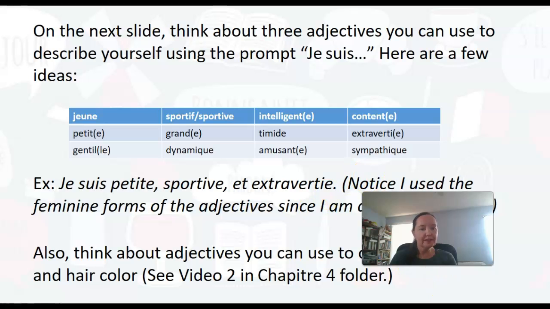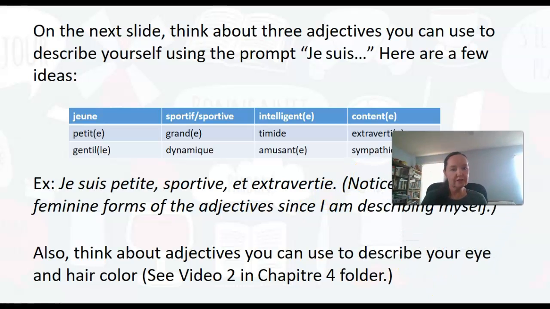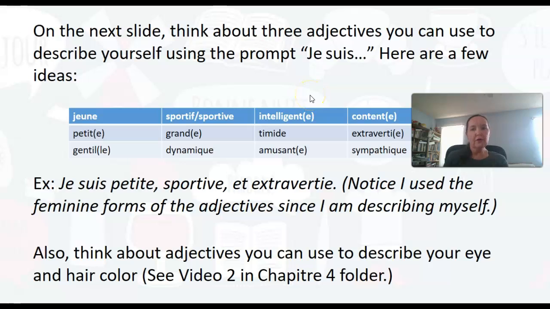Okay, so for the next part of our conversation, I'll give you just a little bit more information. Okay, so on the next slide, think about 3 adjectives you can use to describe yourself using the prompt je suis, meaning I am. And here are a few ideas. I've put them in the table here below. So it could be adjectives like jeune, grand, timide, sympathique, amusant. You can choose any that work for you or that you think describe you best. Notice that there are feminine and masculine forms, and you choose the form that best applies to you.